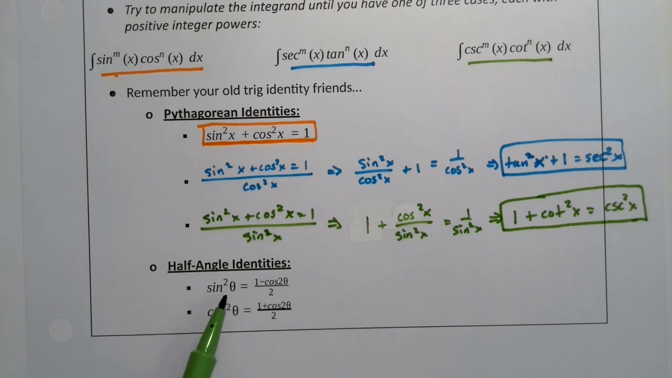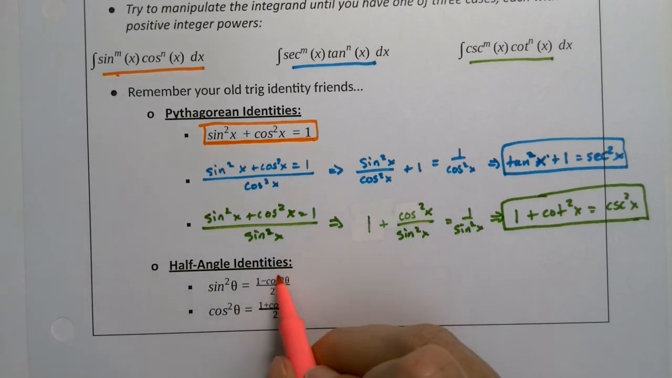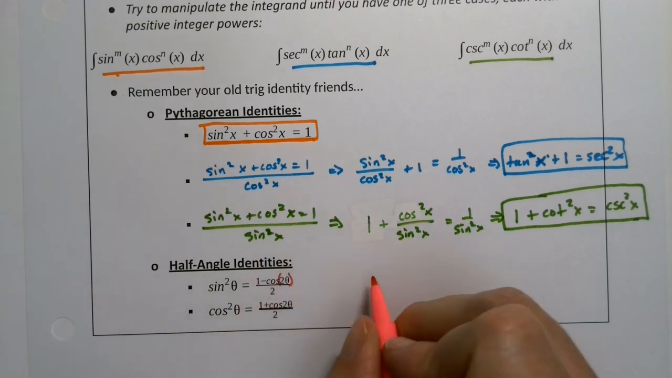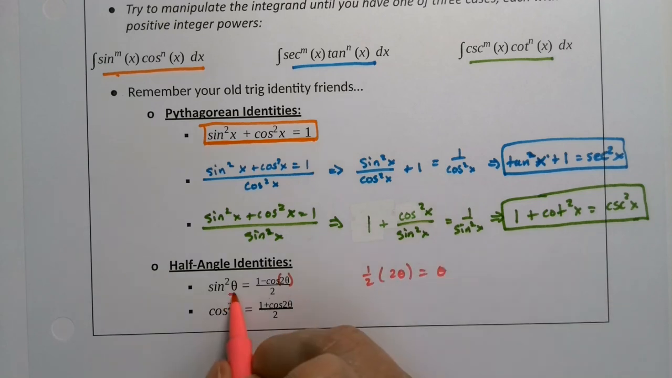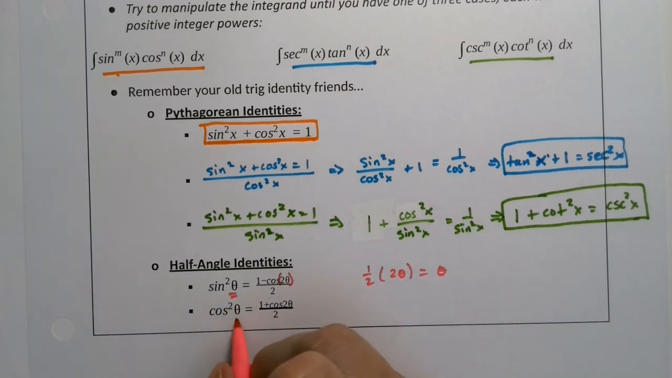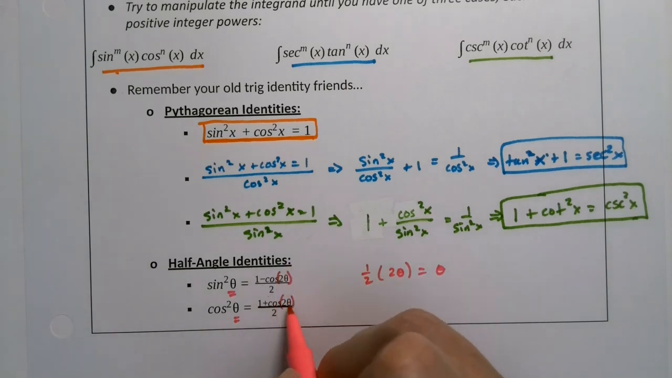Then there are the lovely half-angle identities, right? The sine squared of theta is equal to 1 minus the cosine of 2 theta over 2. And I know what you're thinking. How is that a half-angle identity? Well, it's because this angle in here is 2 theta. So half of 2 theta is theta, which is exactly the angle that we're talking about here, right? So the angle theta is half of 2 theta. So these are the half-angle identities.